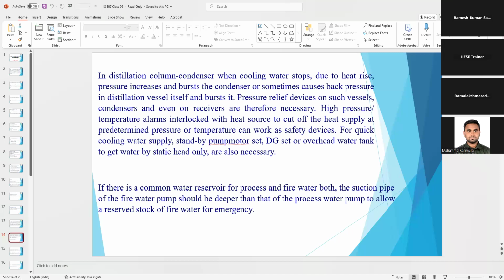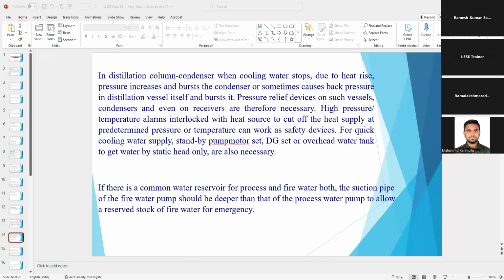Water supply standby pump motor sets, DC set, or an overhead water tank to get water by static head only are also necessary. So for the high pressure and temperature alarms we require them. Whenever it reaches high temperatures, it can give a hint that the temperature has increased more than required or expected, so that people will immediately get alerted. Like how you are alerted while going on the road when you see a siren, either police or ambulance, you get quick attention. Okay, something is happening or something is coming.